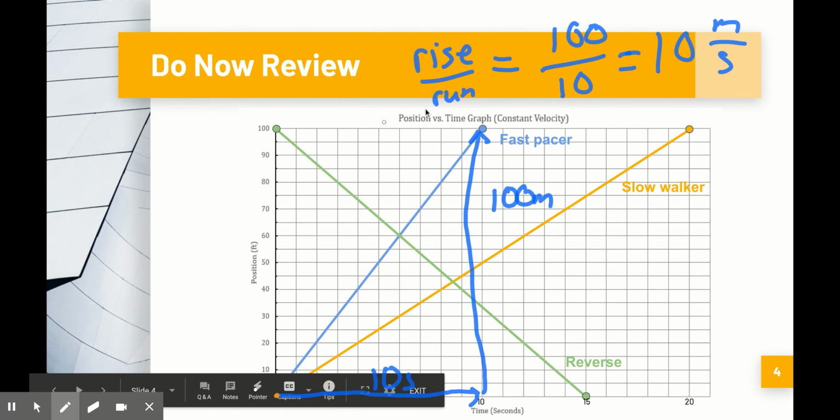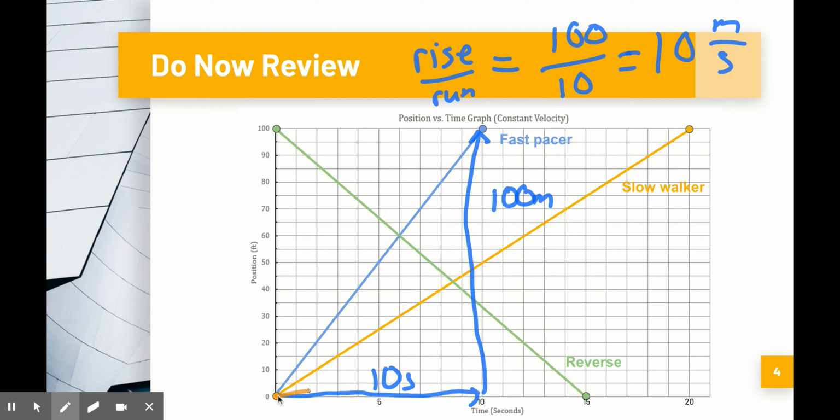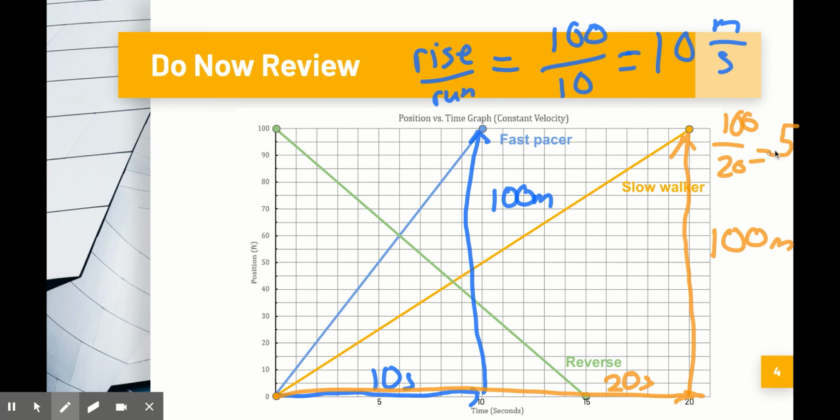All right. So in order to do this, we know it goes all the way to 20 seconds. So much longer. And the rise was 100, nothing too crazy. But the slope was 100 divided by 20, which is equal to 5.